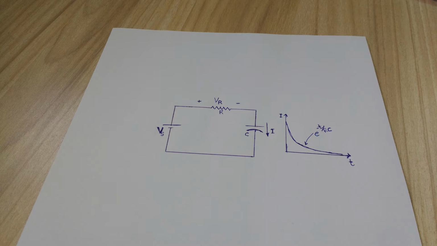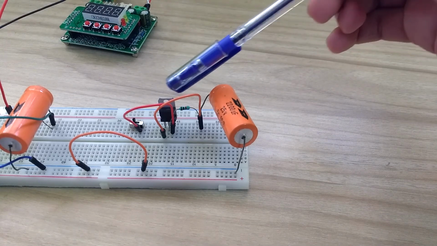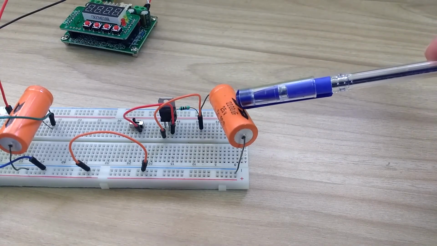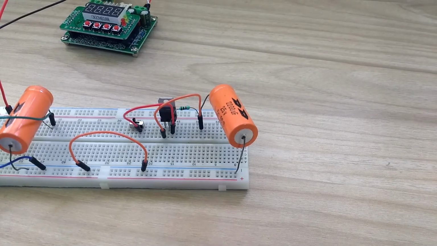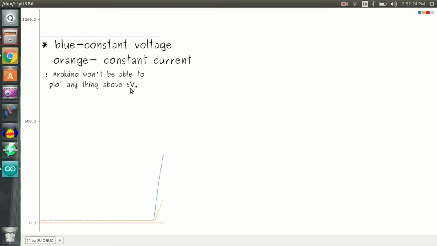Let's charge a capacitor using constant current source. We can create a simple constant current source using LM317 and a resistor. My constant current source is of around 1 milliampere. Hence, it should charge 2200 microfarad capacitor to 5V in around 10 seconds. Let's end this video by taking a look at capacitor charge using constant voltage and constant current source in Arduino serial plotter.